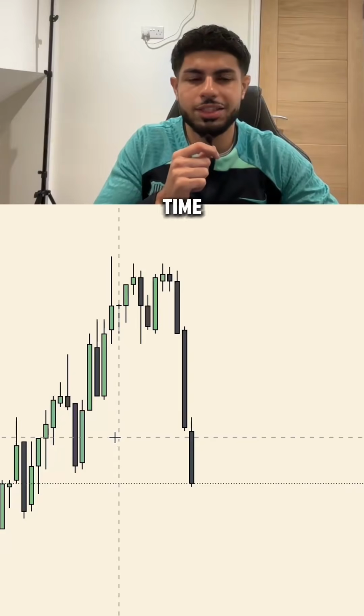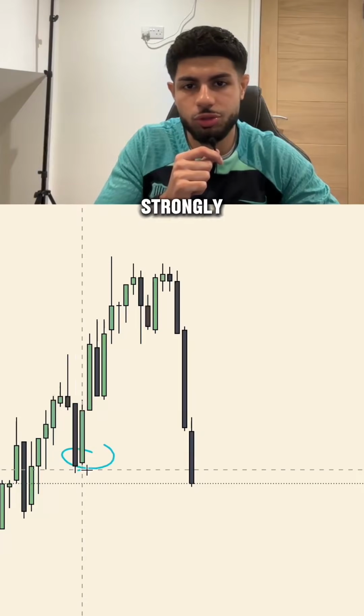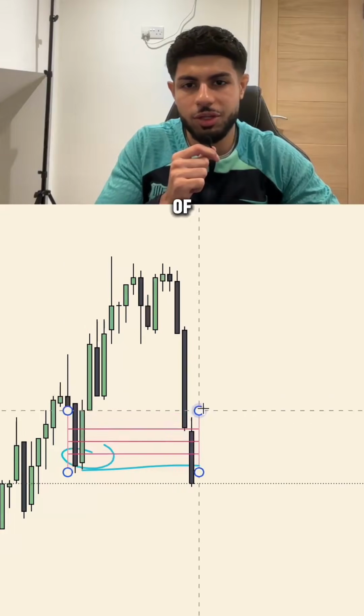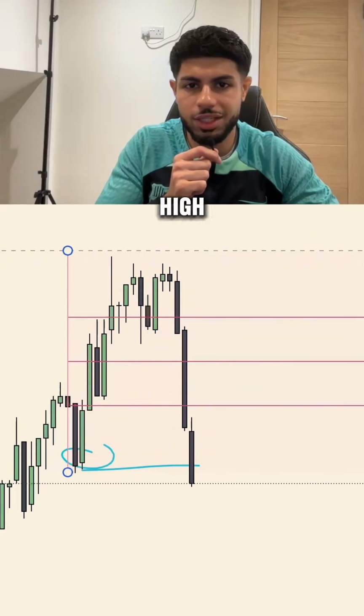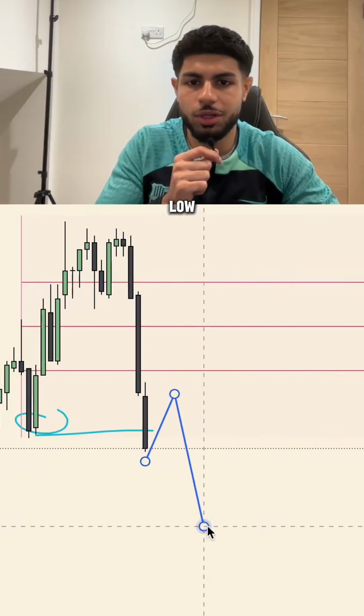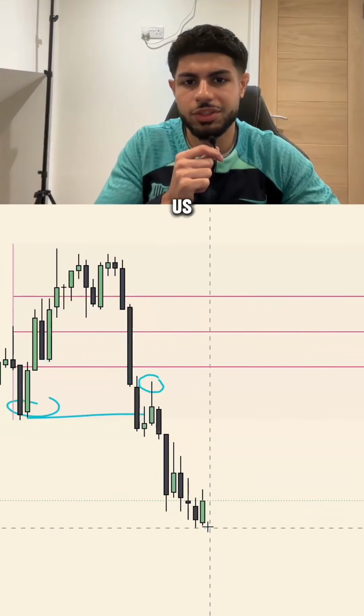So I know the higher time frame is bearish. I want to look for sells, but where? Well, I look for price to strongly candle close below a low such as this one. This gives me a bearish area of supply from this low to this high. Now, the next step is to patiently wait for price to tap into here and give you a lower low. Okay, and why did I do this? Because this tapped back into the zone that gave us a lower low.